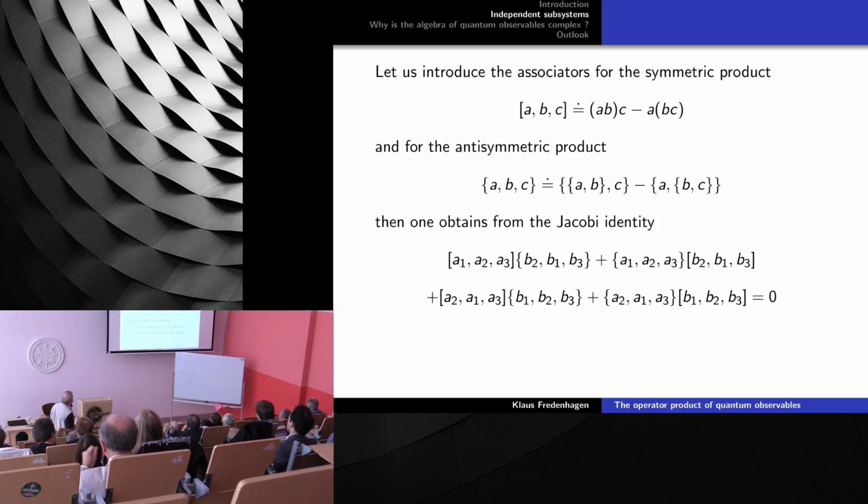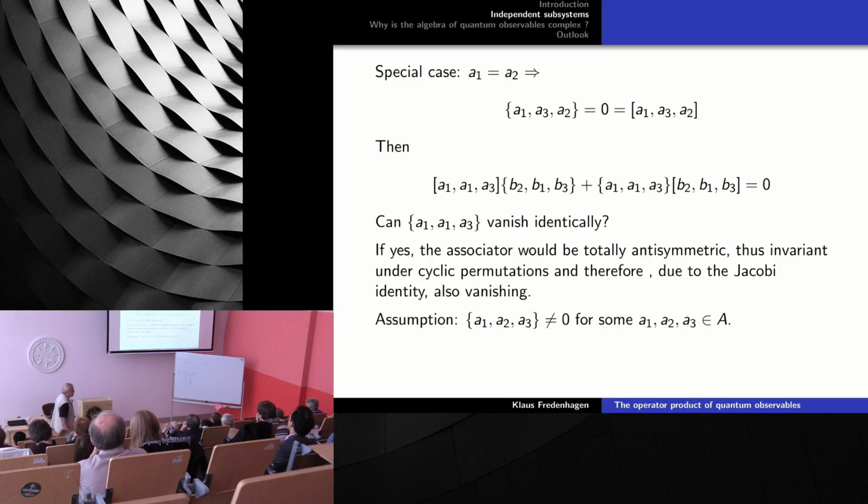So we try to simplify the equation by using some relation. Namely, we look at a special case where A1 is equal to A2. And then one can easily check that these associators vanish if the first and the last entry are equal. And this holds for both associators. Here it holds because of the Jacobi identity, and here it holds because of the commutativity of the product. And then from these 4 terms we had before, only 2 terms survive. So we get this equation.